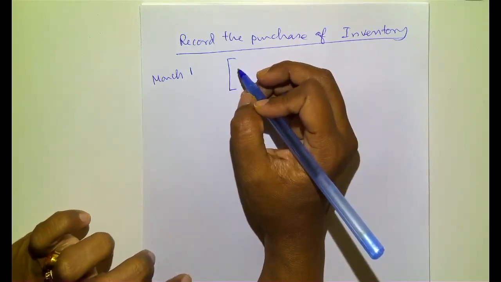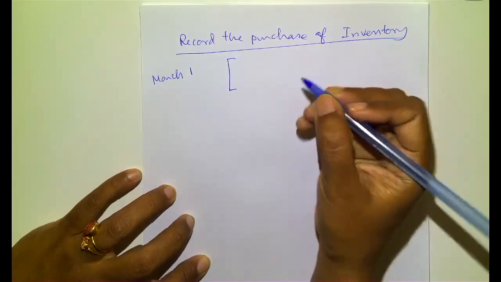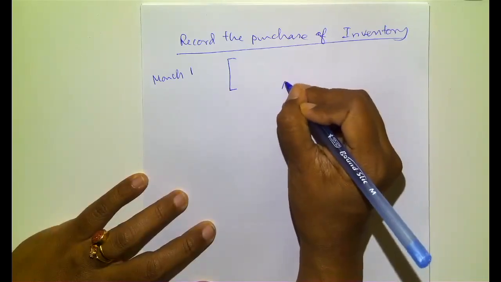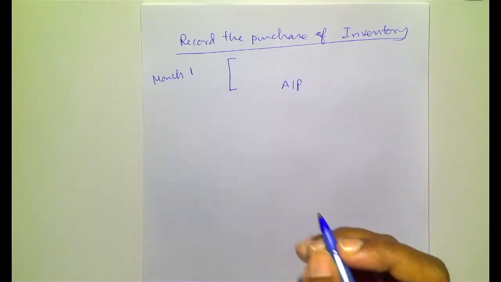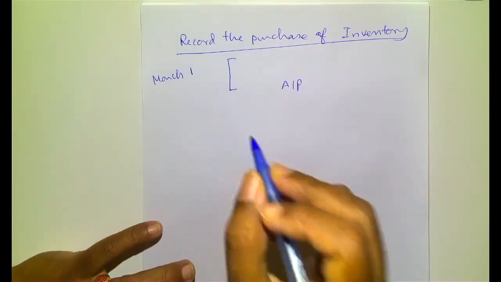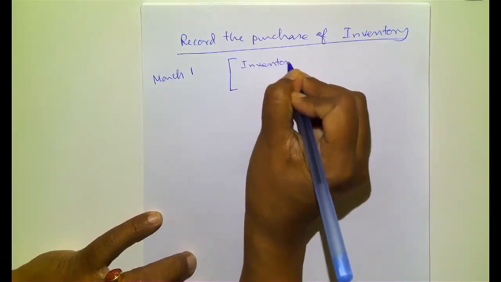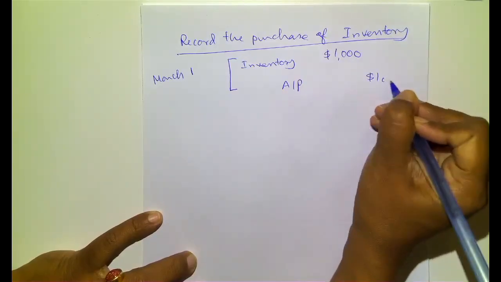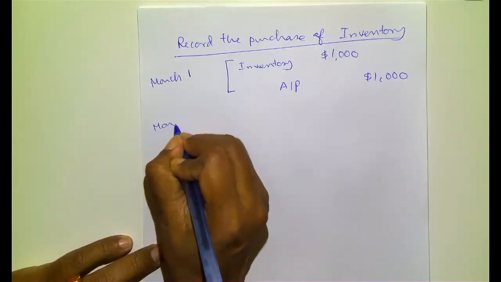Accounts payable will be on the credit side, right? We have to pay it. Since it's a credit purchase, I'll credit accounts payable. If I paid cash, I would write cash, but let's see. When I purchased on account, it's accounts payable, and debit, what? Inventory. Let's make some easy numbers: $1,000, $1,000.